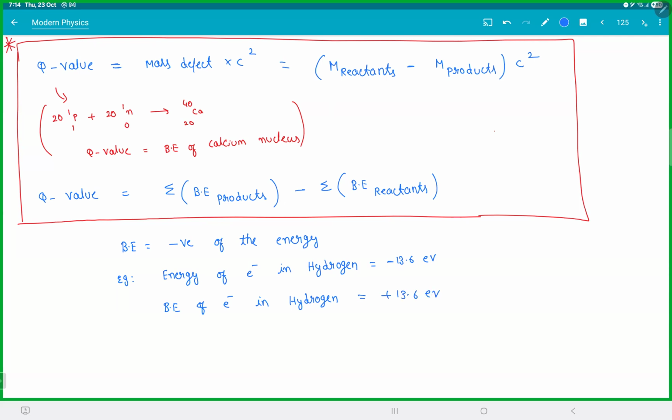So this is a very important formula. If they give you the question, if binding energies are given, products minus reactants. If masses are given, reactants minus products. So be careful with that. And that minus sign difference will come because the binding energy with the negative sign is taken care of.